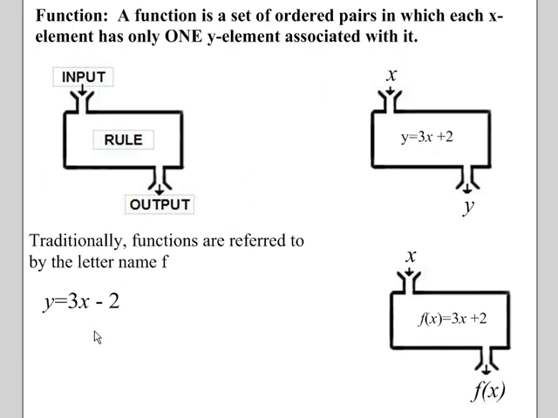Now, functions are traditionally referred by the letter f. So if we want to write y equals 3x minus 2 in functional notation, we can use the letter f and we can rewrite it as f of x equals 3x minus 2. So traditionally, functions are referred to by the letter f. So this would be the traditional way of writing it.